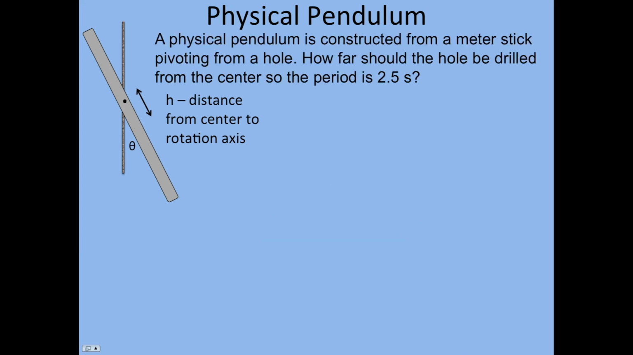Okay, here's an example of a physical pendulum problem. We did this one in class, so it's kind of review. And so again, we're making a physical pendulum out of a rod, but a physical pendulum could be anything, even you, if you hold really still. So anything that's pivoting back and forth is a physical pendulum.